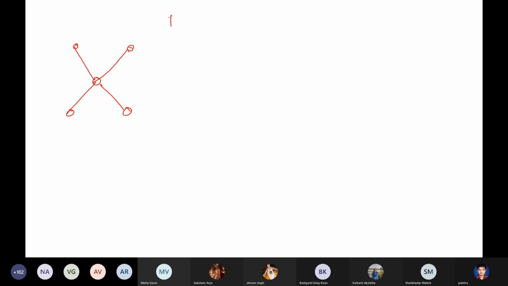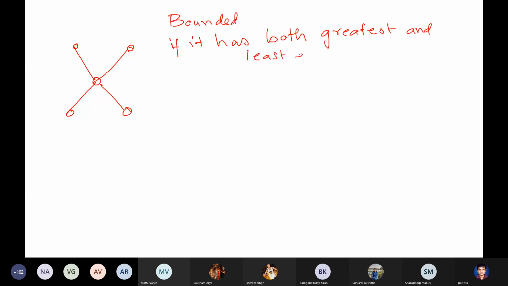Okay, so a lattice is called bounded if it has both greatest and least elements. Then we call it a bounded lattice. Usually the greatest element is given the symbol 1 and the least element is given the symbol 0. It's just a symbol, no other implications.